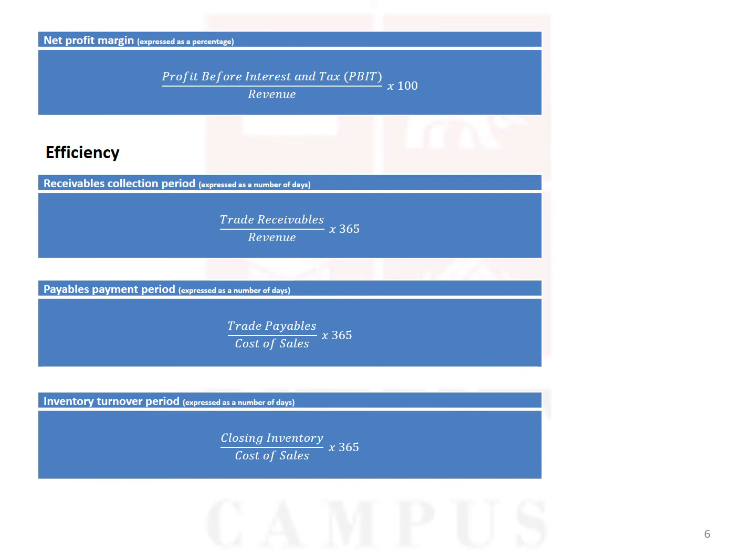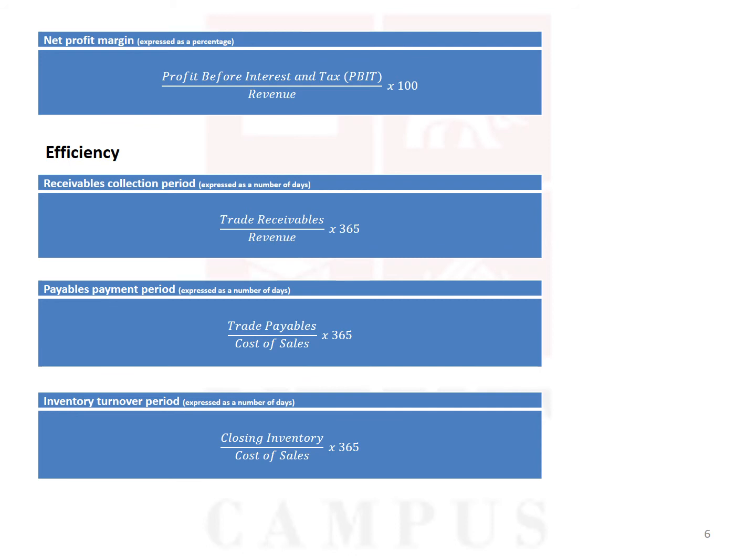Then net profit margin. The ratio is profit before interest and tax divided by revenue into 100. You can use this for comparisons. Profit before interest and tax divided by revenue into 100.